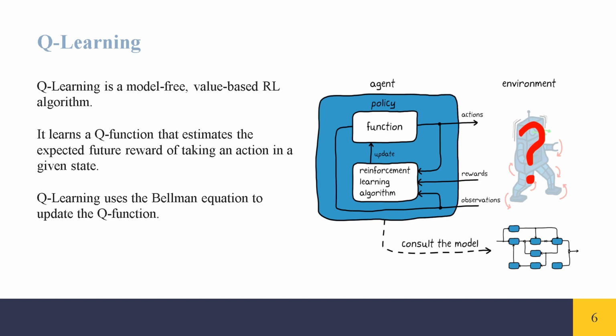Q-learning is a model-free, value-based RL algorithm. It learns a Q function that estimates the expected future reward of taking an action in a given state. Q-learning uses the Bellman equation to update the Q function.